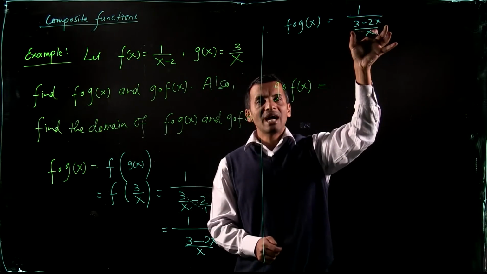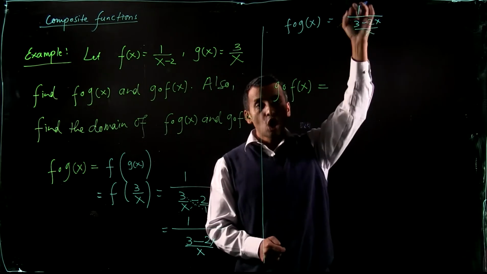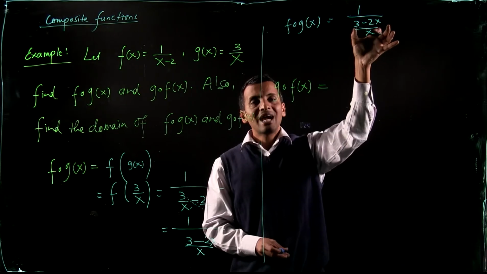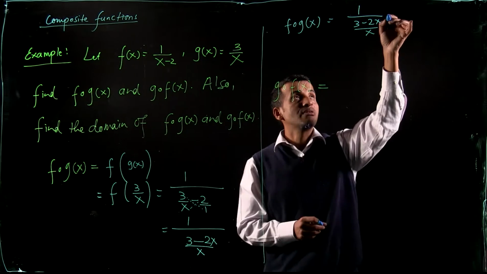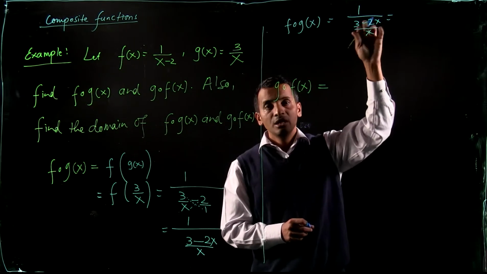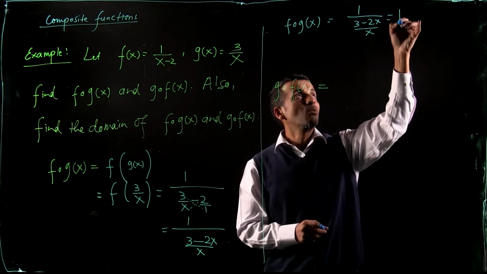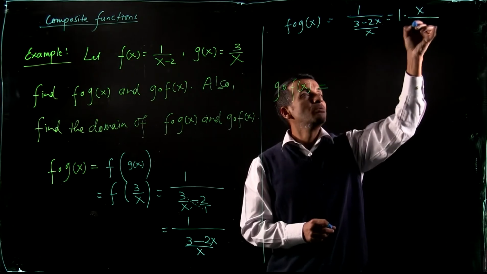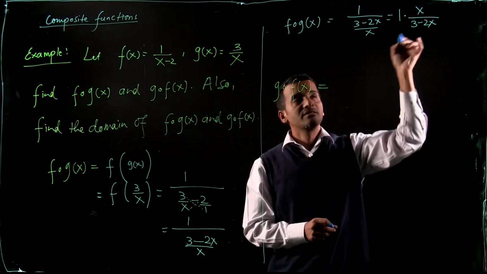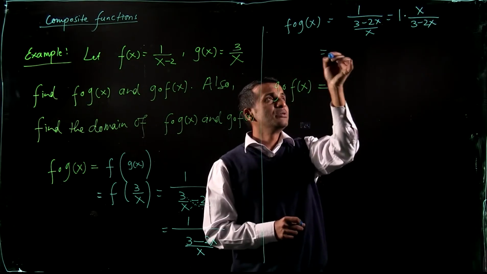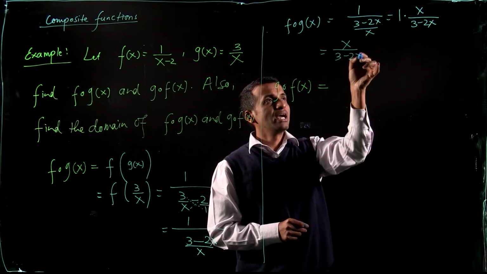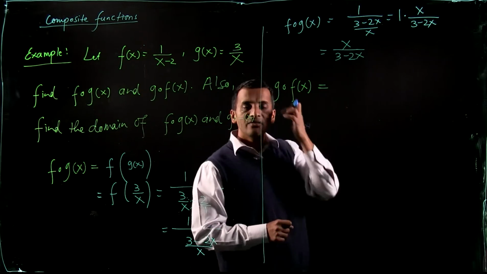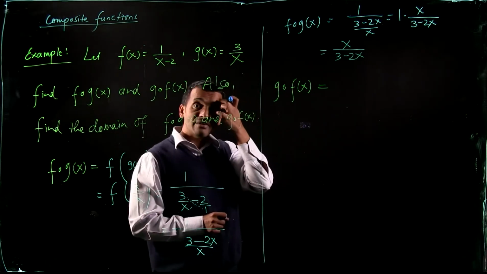So if you want to write that in just a fraction, not the fraction of the fraction, what you do is you write the reciprocal of the bottom fraction, right? So you write 1 times x over 3 minus twice x. So what do you get? You got x over 3 minus 2x. So this is f o g, or the composite of f and g.